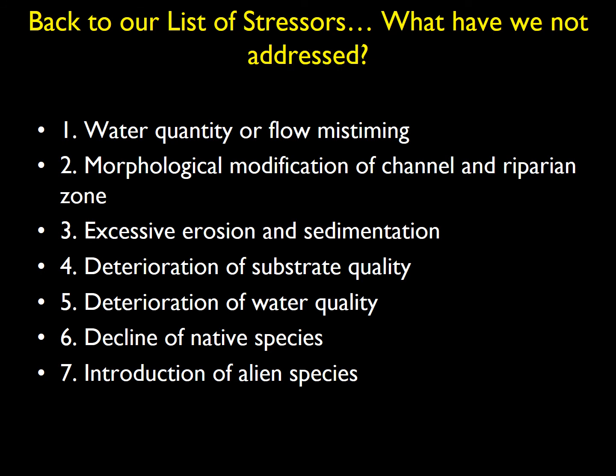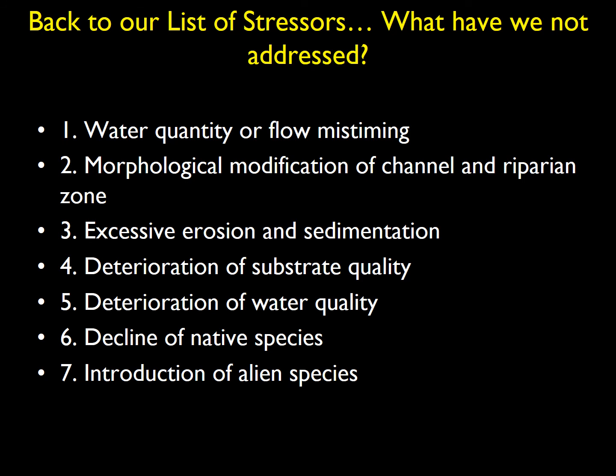So if we go back to the list of stressors and think of what we've been attempting to address so far with the natural channel design: number 2, morphological modification of channel and riparian zone. Certainly that's what natural channel design is attempting to remedy. Excessive erosion and sedimentation, that's the watershed-wide impacts, which are so difficult to deal with in general. But some riparian plantings and that kind of thing can at least attempt to remediate that.